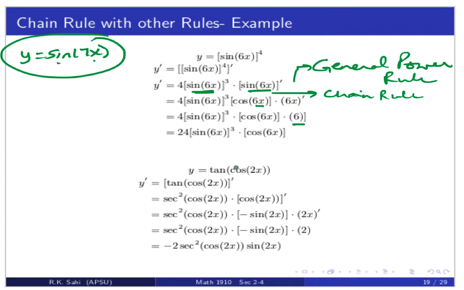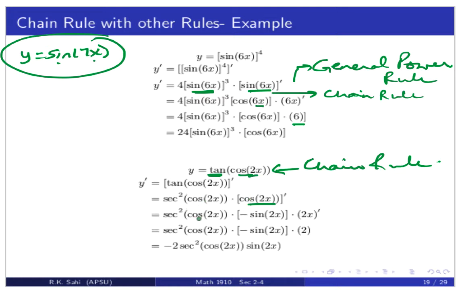Okay, let's look at a chain rule within a chain rule. So here this expression is a chain within a chain. Here we have y equals tangent of cosine of 2x. So the first time you apply the chain rule, the outer function is tangent, the inner function is cosine 2x. So if you find that, you get secant squared. Remember the differential of tangent is what? Secant squared. So secant squared cosine 2x times the differential of the inner function, the first time, cosine 2x differential.